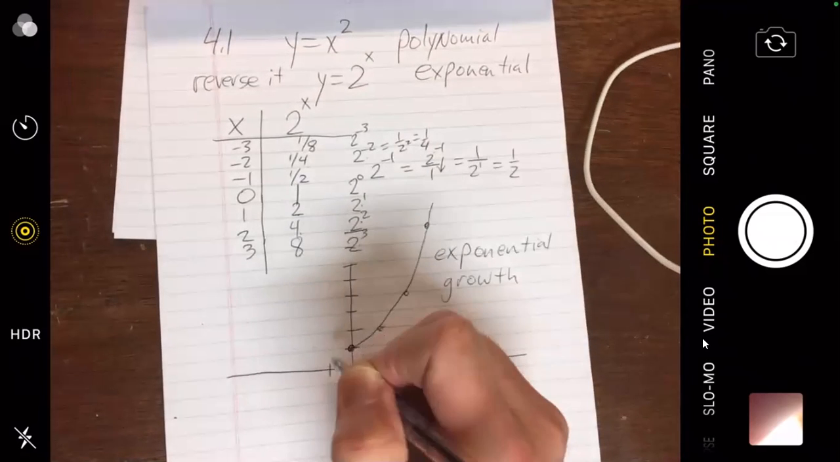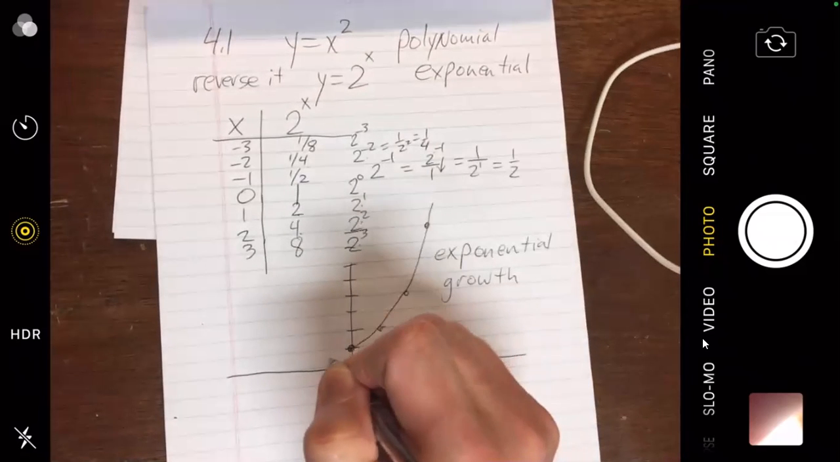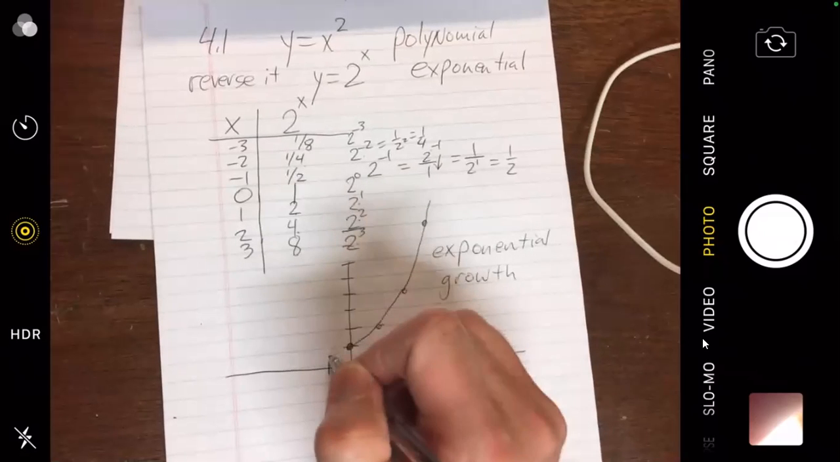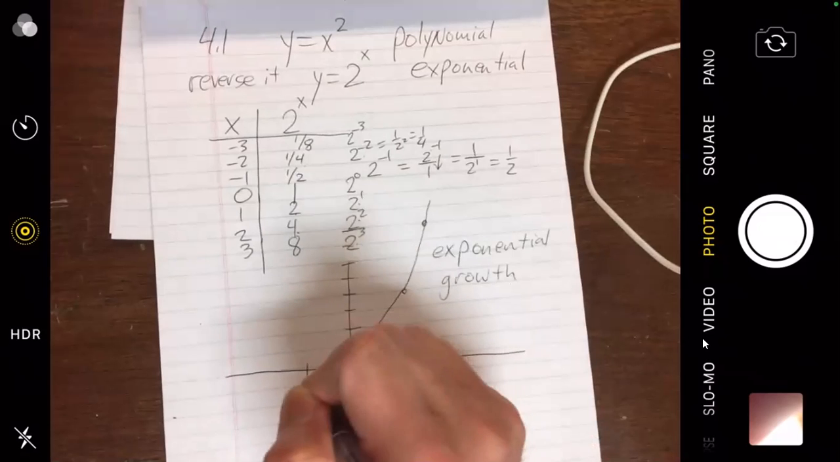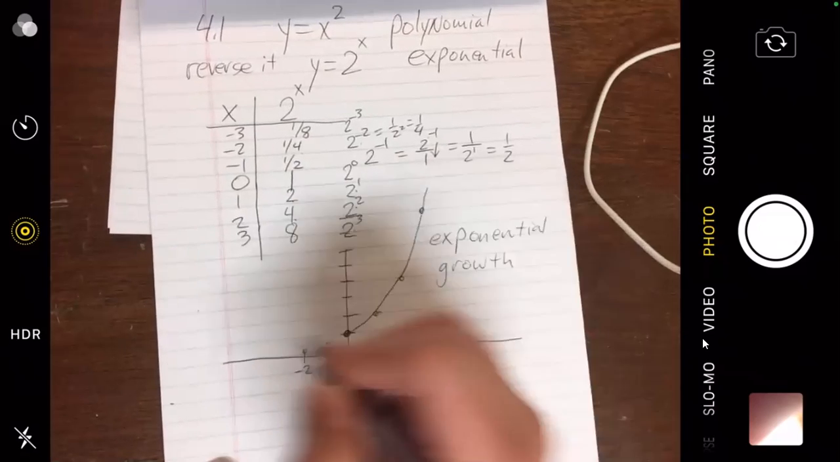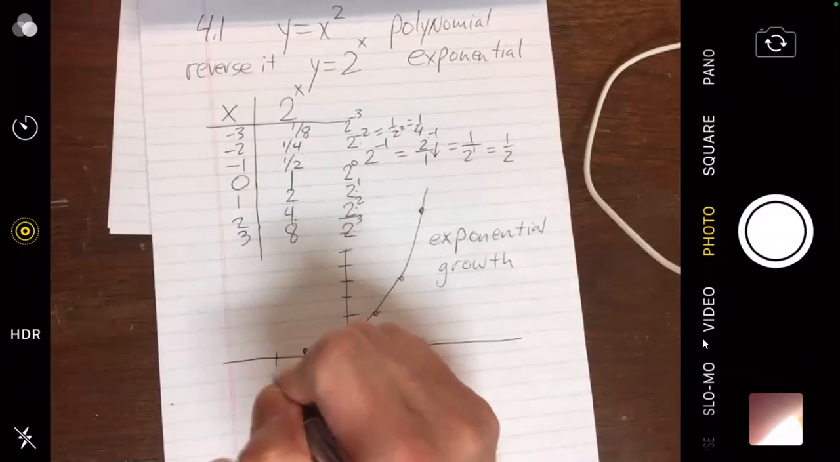All right, well, when you go in the other direction, -1, you're down 1/2. You're a factor of 1/2 smaller. And -2, you're at 1/4, 1/2 of 1/2. -3, you're at 1/8, 1/2 of 1/4.